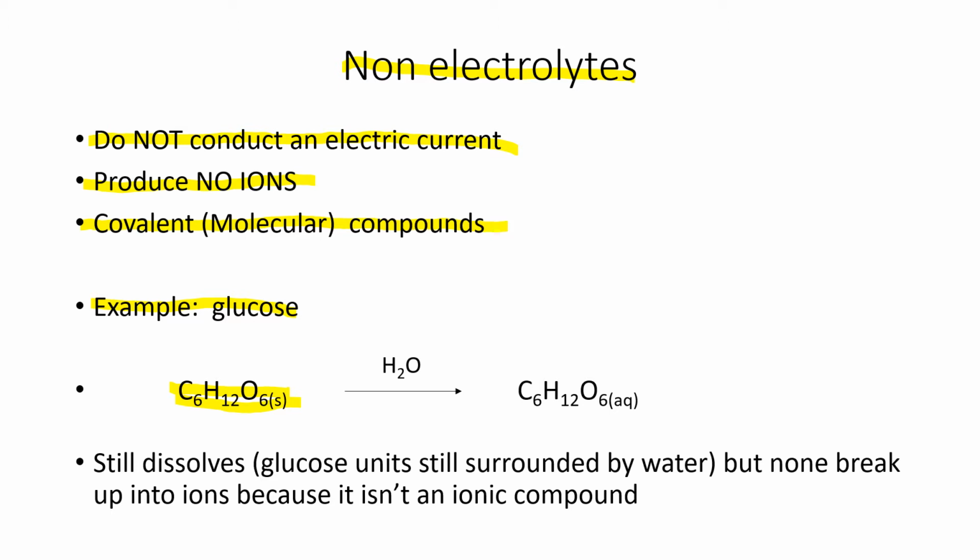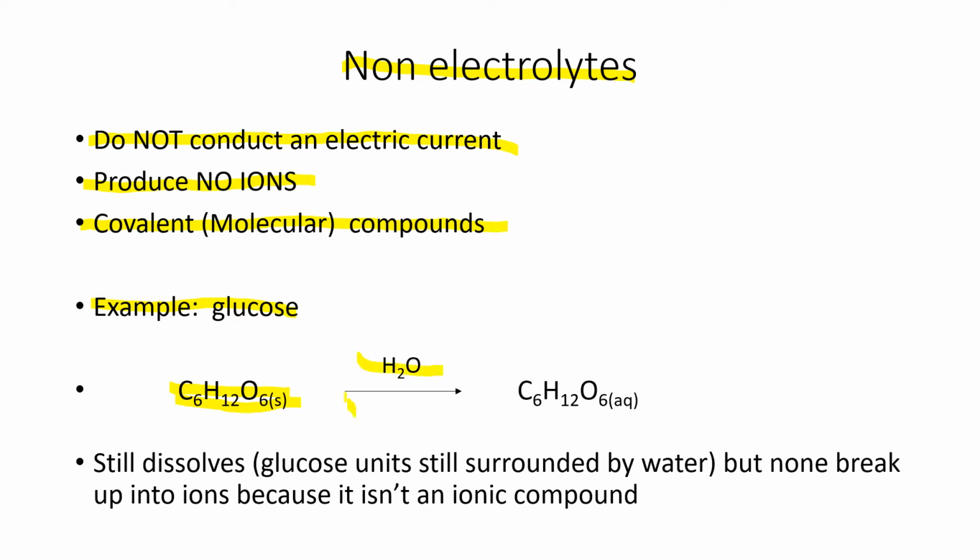It's not going to produce any ions. You see all nonmetals in the formula: carbon, hydrogen, oxygen. You don't see any polyatomic ions. You don't see anything that's going to say, hey, we're dealing with an ionic compound. This one's definitely molecular. We know that glucose will dissolve in water.